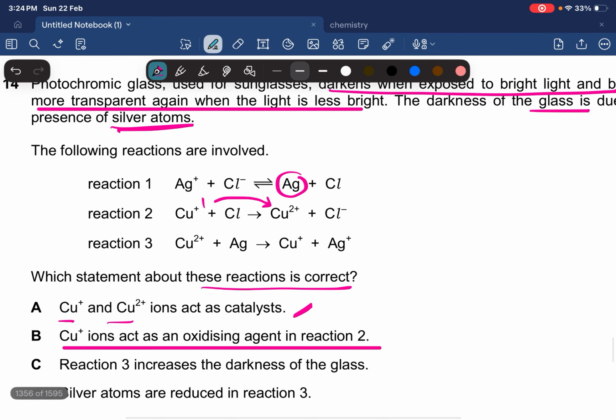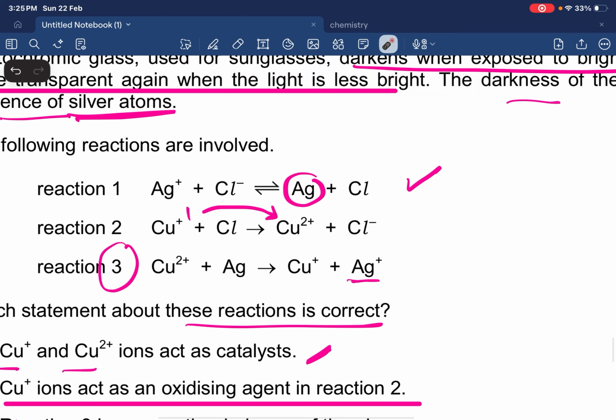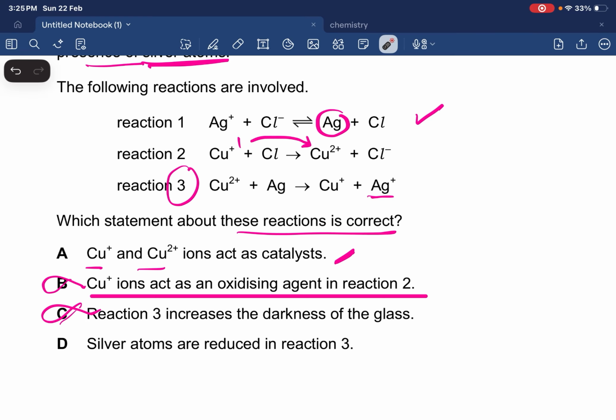Silver atoms are reduced in reaction 3. Silver atoms going from 0 to positive 1 are oxidized, right? They're not getting reduced, they're getting oxidized. And you can see it for yourself: silver atoms are getting an increase in oxidation numbers.